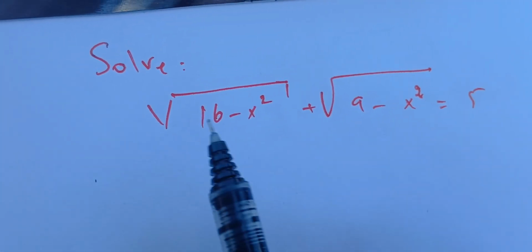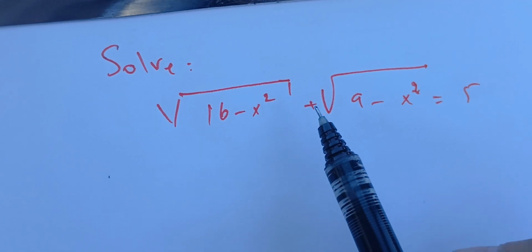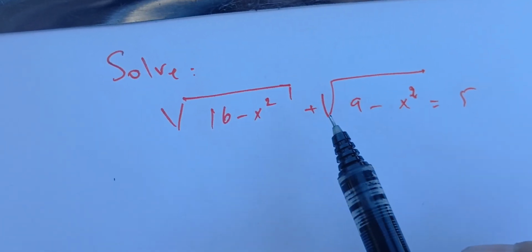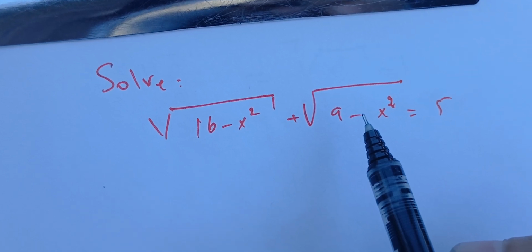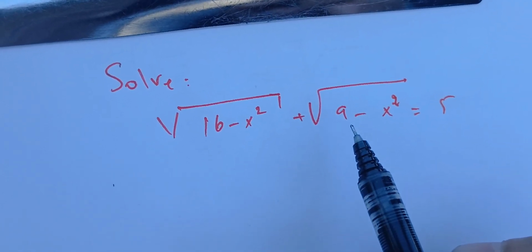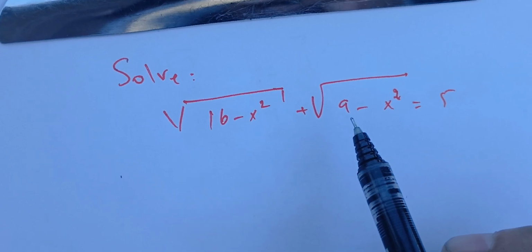Welcome back. In this video, we're going to try to solve this equation: the square root of 16 minus x squared plus the square root of 9 minus x squared is 5. I have taken this one from a channel called Black and Red Pen. He presented a solution based on the Pythagorean theorem.